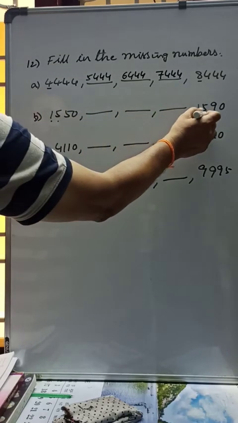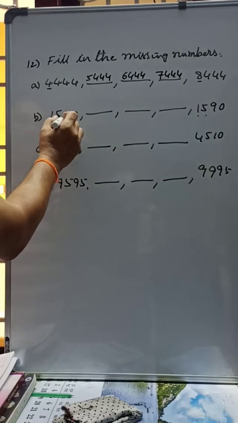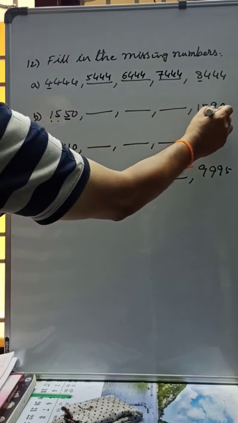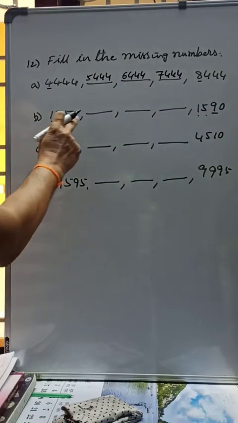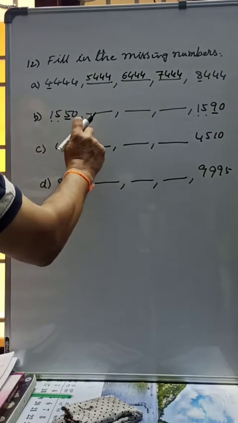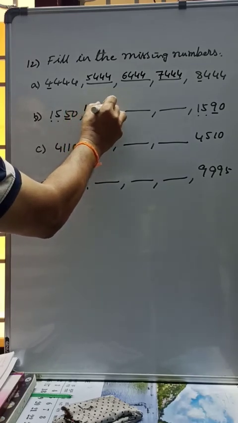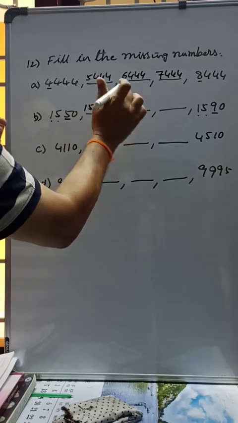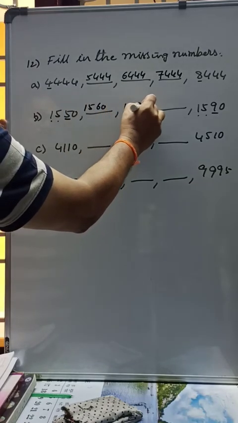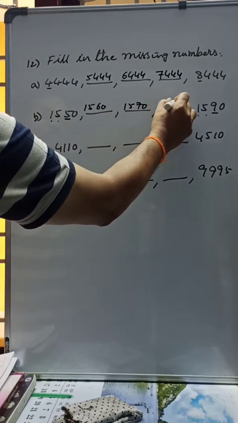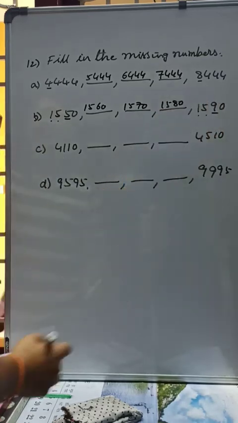Coming to B, thousands place is 1, same number is there. Hundreds place is 5, same number is there. In the tens place we have 5 and 9. After 5 we can have 6, 7 and 8. So in the next number you write 1560. After 6, 7, 1570, 1580, followed by 1590.